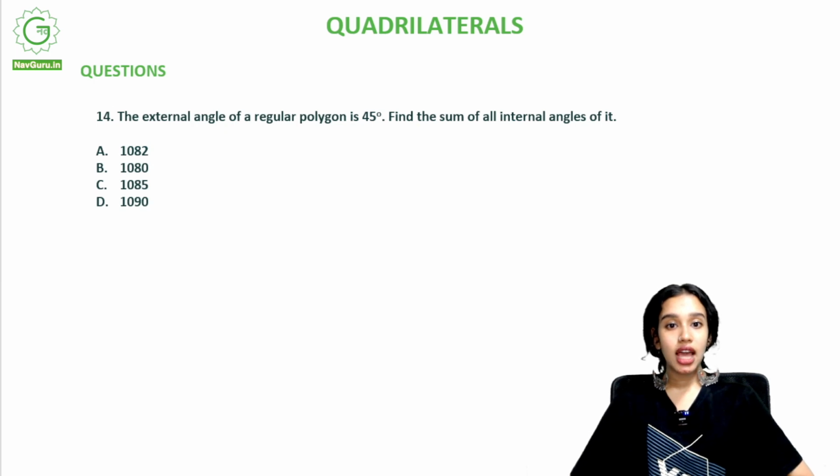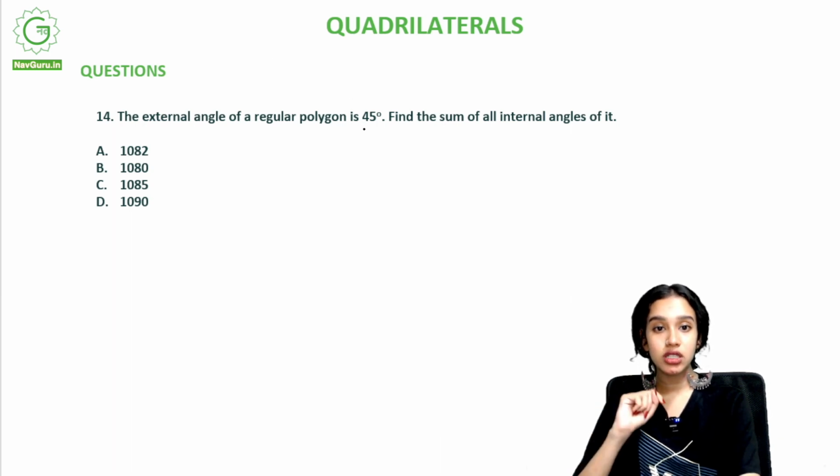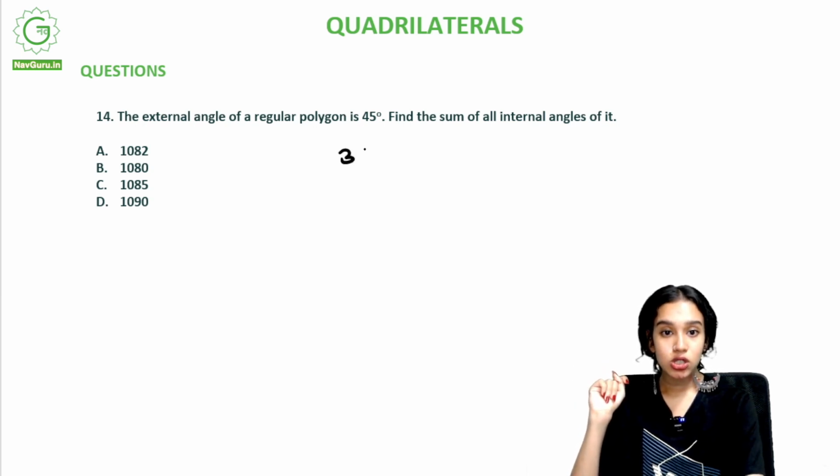The external angle of a regular polygon is 45 degree, right? Find the sum of all internal angles of it. So the external angle of a regular polygon is 45 degrees and we find the sum of all internal angles of it. Let's find out how many sides it has, because one external angle is 45, right? So what is 360 by 45?